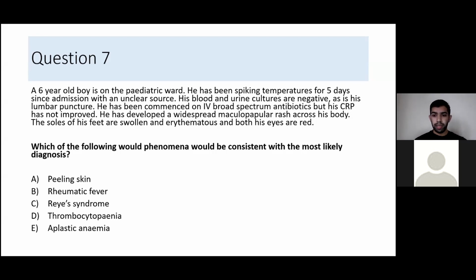Okay. So a third of you have gone for option C, Reye syndrome, and then there's a roughly even split between options A, B, and D, and 10% of you have gone for option E. So the diagnosis here is firstly, this child actually has Kawasaki disease, okay? And we'll go through the options, but the correct answer is A, peeling skin, or you might see this in your textbooks as desquamation, okay? Now we'll just go through the other options.